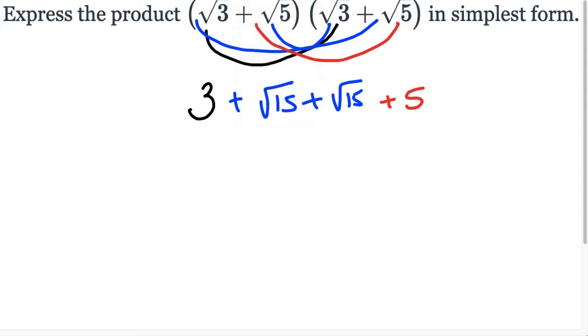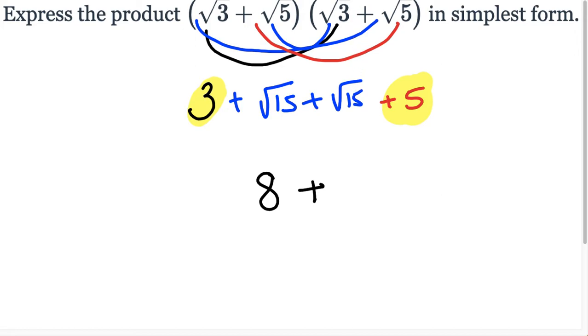So your whole numbers here are 3 and 5. And please be mindful, these are not coefficients. These are whole numbers. All right, so 3 and 5 makes 8. Okay, and then put the plus sign. Now you can combine these two.